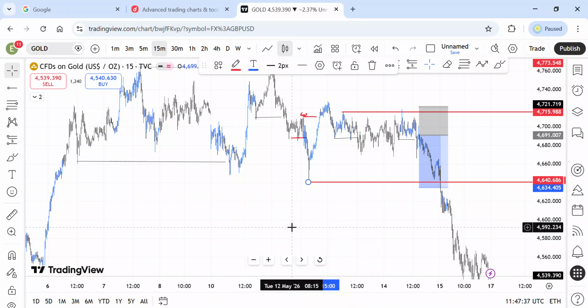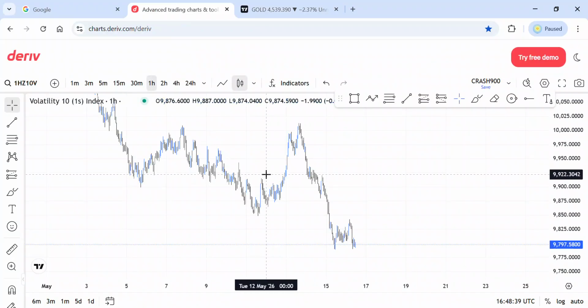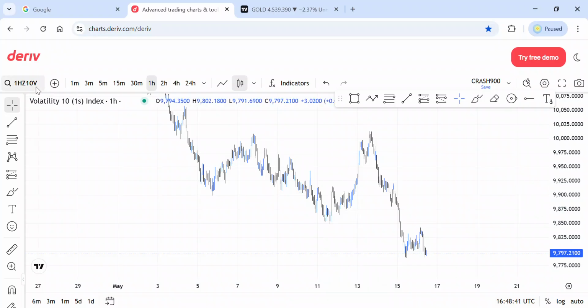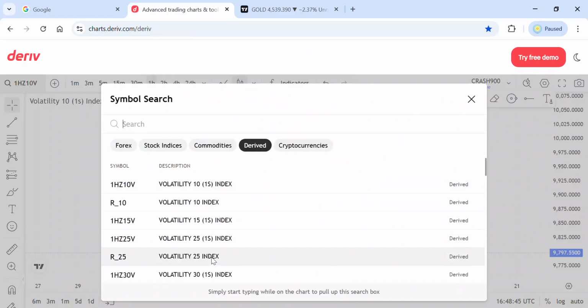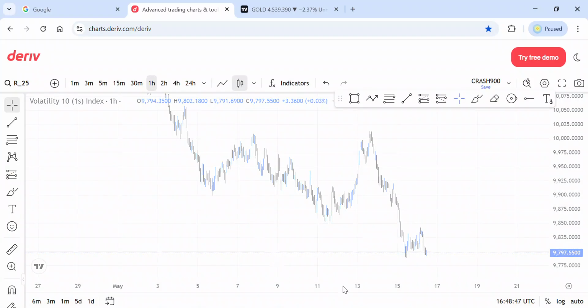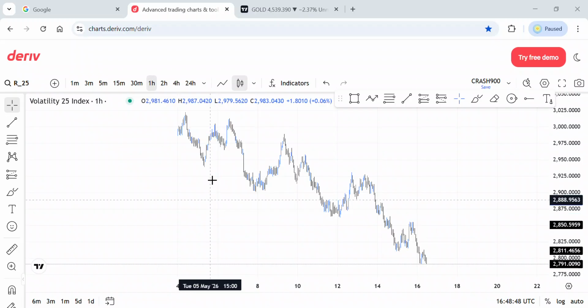So on Deriv, on synthetic indices on Deriv, I think I had a few trades this week. So let me go to Deriv for you guys. So this is Deriv. I don't have any trade on Volatility 10. I think I had a trade on Volatility 25 this week. Yeah, so I had a trade on Volatility 25 this week.